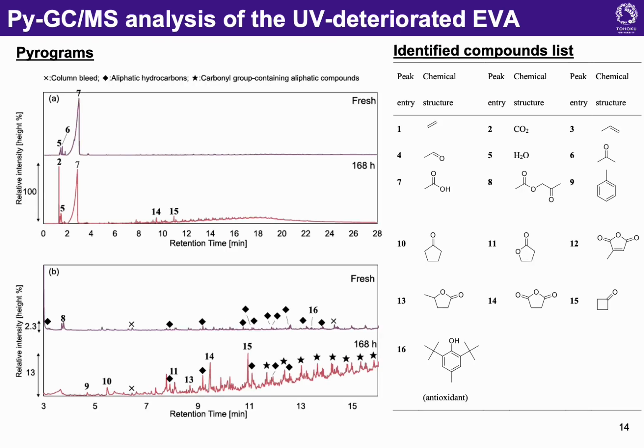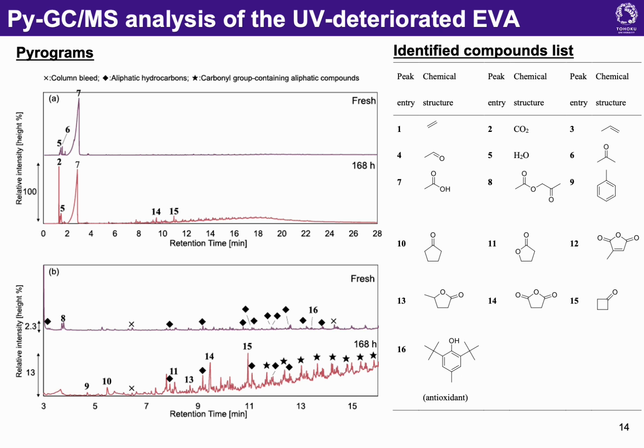Then the fresh and aged EVA encapsulant were pyrolyzed at 370 degrees using PY-GC-MS. The resulting pyrograms are summarized here, and the summary of the peak entries and chemical structures of the pyrolysates from the PY-GC-MS analysis is provided in this table.